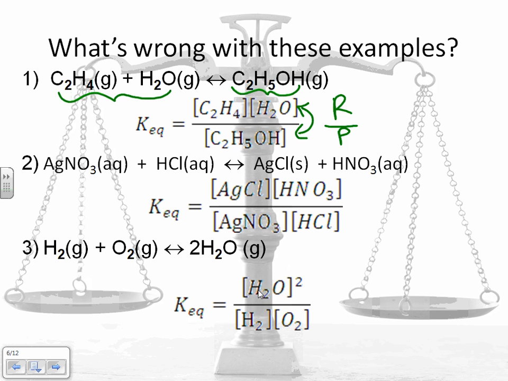For the second one, I have products over reactants, which is good, check. But I included a solid, which I should not have included. So that AgCl should not be in there. Everything else is good. And the last one, what's wrong with it?